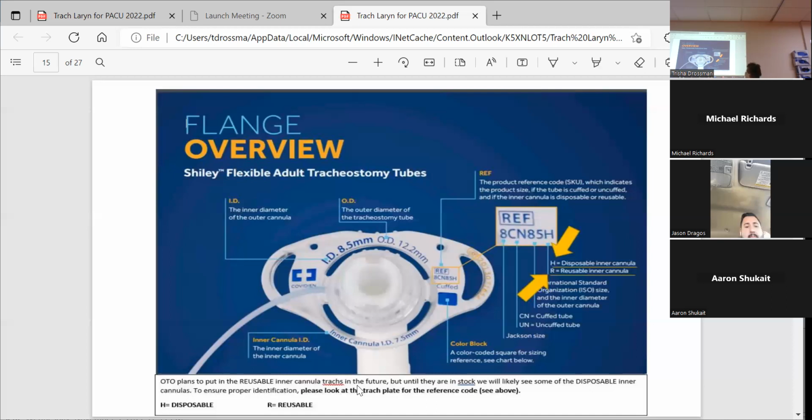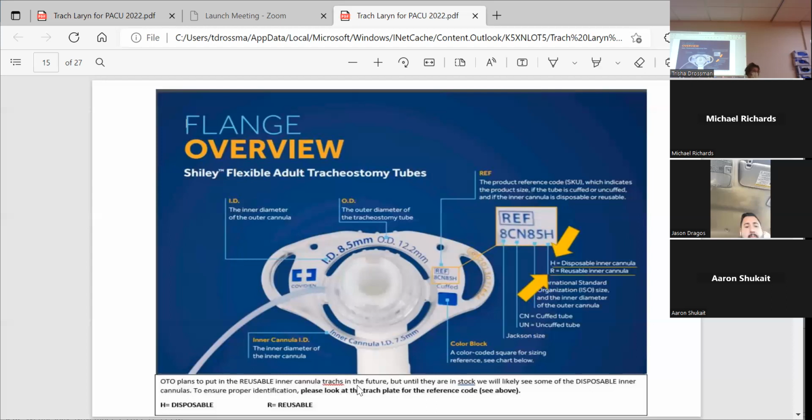Now I haven't gotten the final update yet, so I'm not quite sure what the update will be, but when this initially rolled out, we only were using the reusable because they didn't have stock of the disposable. Now I've seen a little bit of both, but some of the residents are asking me, and I didn't really know the answer. If you had a patient who was an R, meaning they're supposed to have a reusable inner cannula, but if they lost the reusable one, if it got thrown out in the linen, and all we had were the disposable, can you use them?